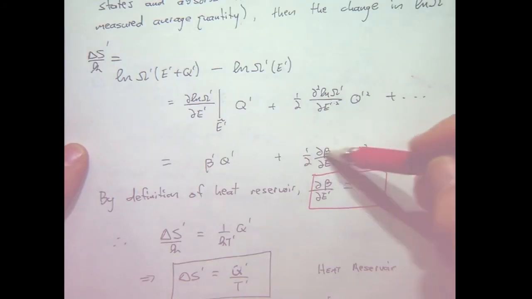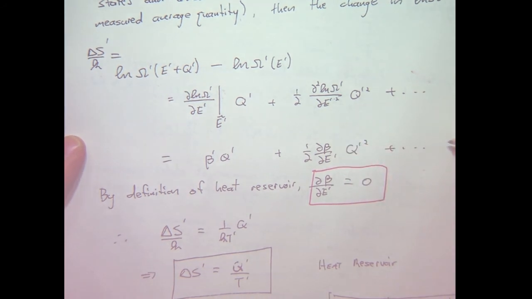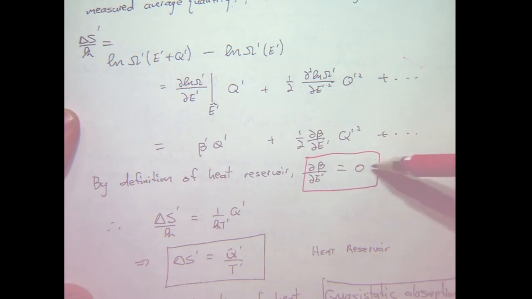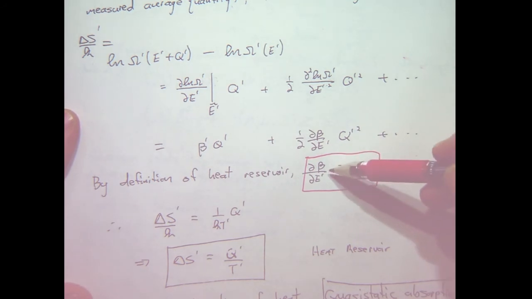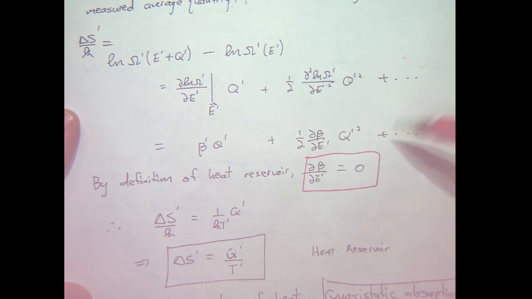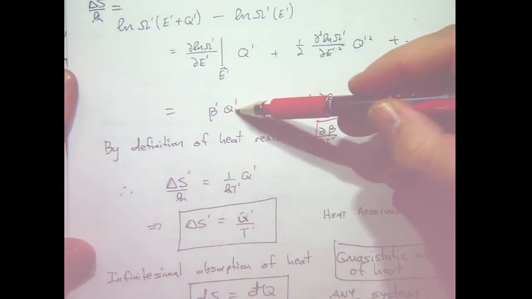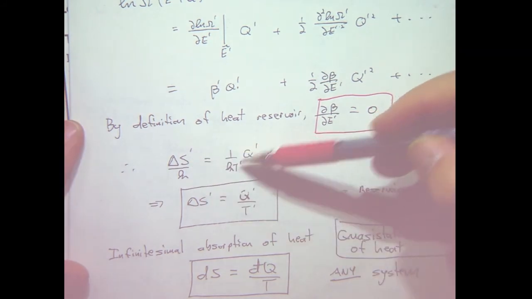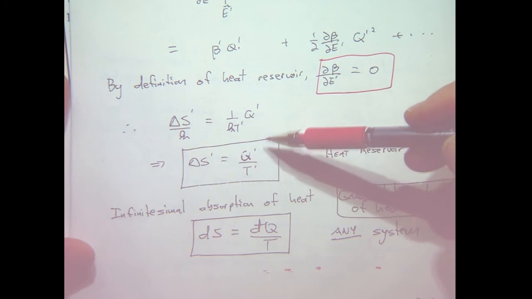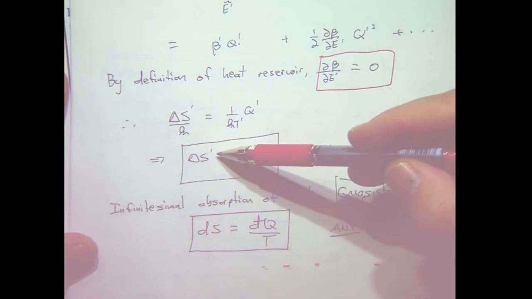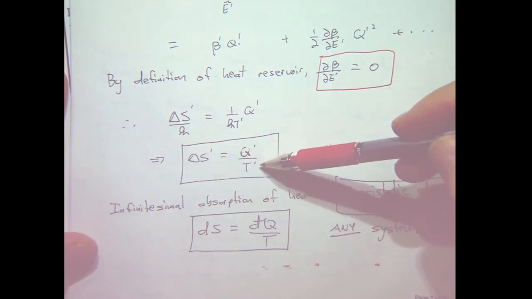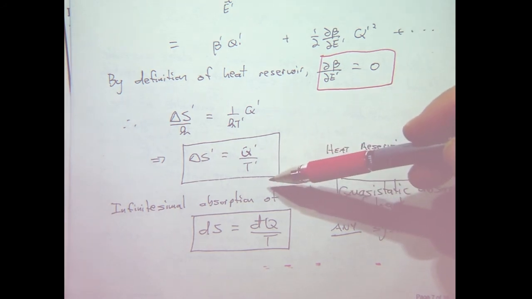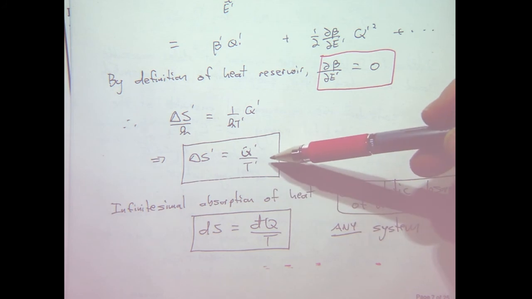And in fact, all the higher terms are then 0. Important point: all the higher terms are 0 because they are just derivatives of that, which is identically 0. And so you just have this first term. So the change in dimensionless entropy is 1 over kT prime times Q prime. In other words, delta S of the reservoir is Q prime over T prime, which is what we already know from thermodynamics. But it's nice to see different formulas give the same pattern.